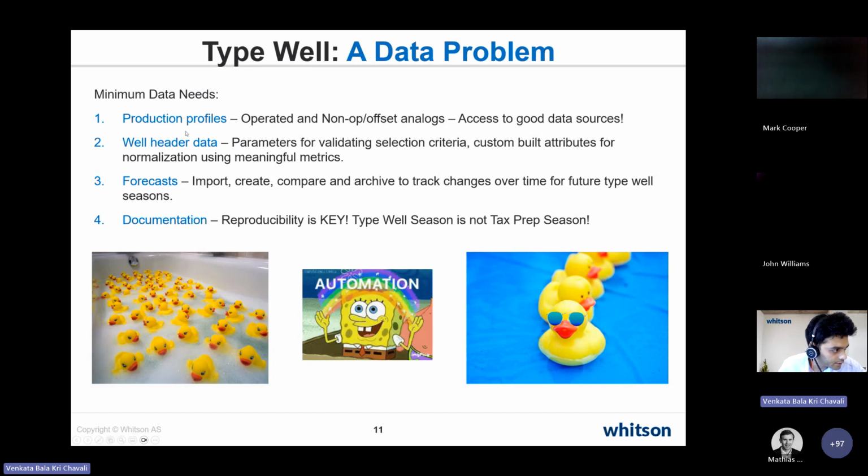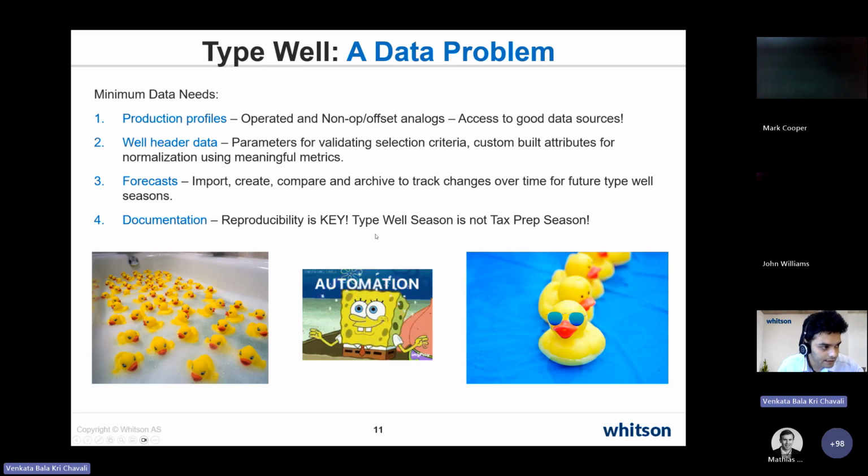And then there's forecasts. The recommendation is to build history plus forecast kind of type wells. Mainly you also want to import, or be able to create and compare, your declines. On top of that, because this is a type well exercise, we're going to come back to this again next quarter, so you want to be able to archive them and track those changes over time for future type well seasons.